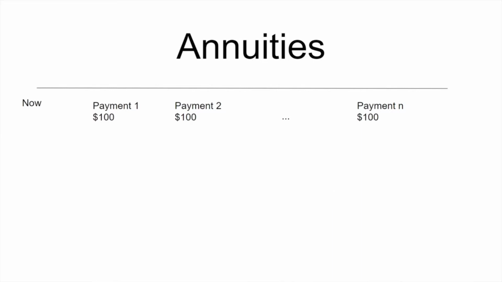So, here's a simple one. Let's assume it's monthly. So here's now, and along the timeline, in 1 month, you're gonna get $100. In 2 months, you're gonna get $100. In 3 months, $100. In 4 months, $100. 5 months, let's assume it goes out for a year, okay? So you got a stream of payments.